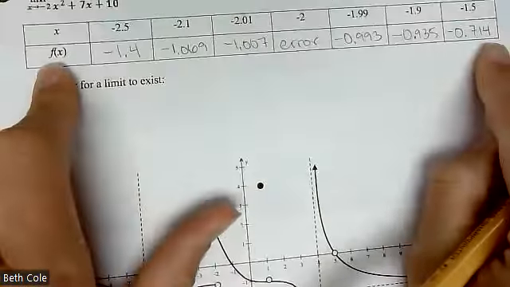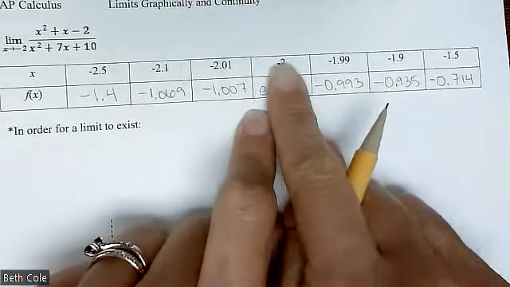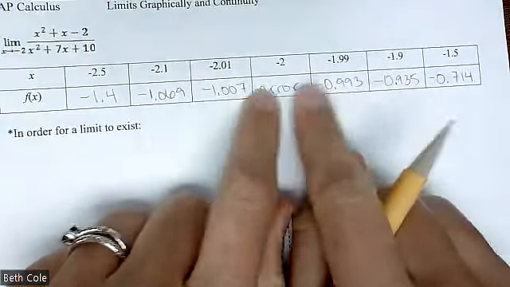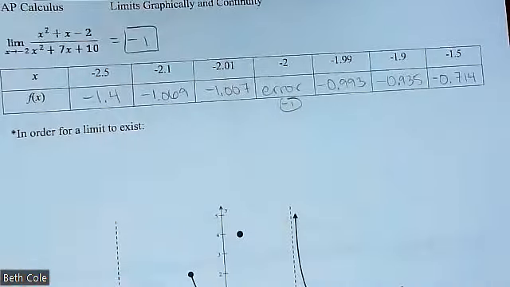So as you look at these numbers, here's the whole point. What are these getting closer and closer to? I know that there isn't anything there. There's a hole, right? But what are you getting closer to? -1 on both sides. So the answer to this limit is -1. There is an answer, even though there's a hole there.